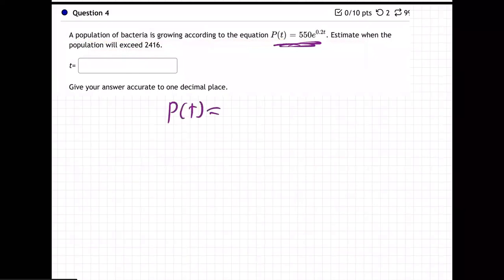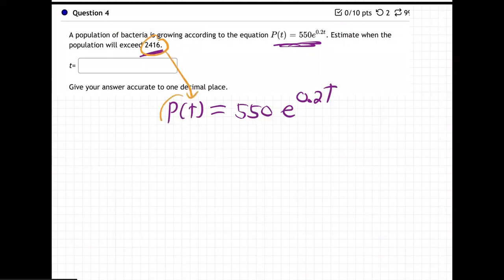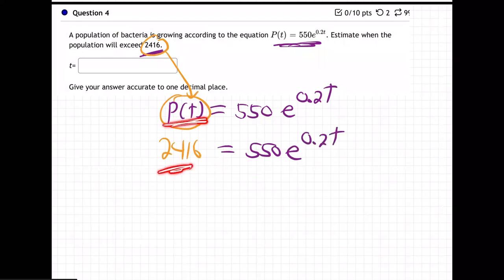So P of T equals 550 e to the 0.2 t. Okay, so there's an equation which predicts the population at various times. Okay, so they're saying, when's it going to be 2416? So you just grab that 2416 and you make all of this become 2416. Right, because that's what they're saying. You want the population to be 2416.